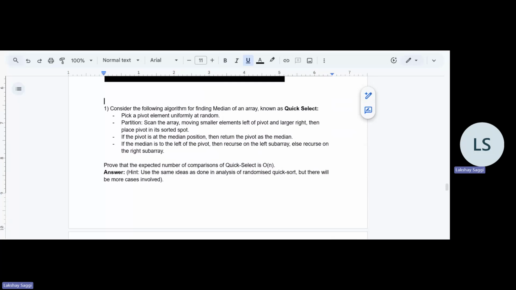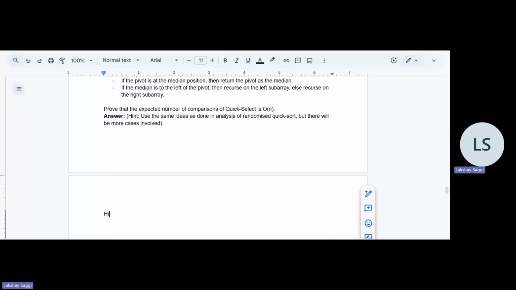Essentially, we are trying to find the median of an array using an algorithm called quickselect, where we pick a pivot element uniformly at random, and as we do in quicksort, we scan the array and move the elements smaller than the pivot to the left and larger to the right, and see if the pivot is at the median position, or to the left or right of the median, and we search in the corresponding subarray accordingly. The expected number of comparisons to find the actual median comes out to be order n, linear. So how does this happen?